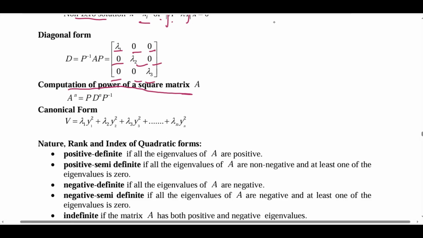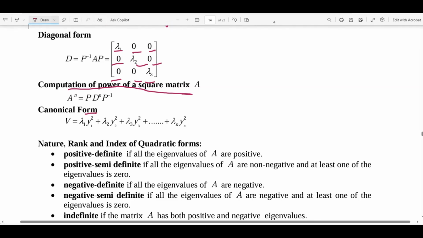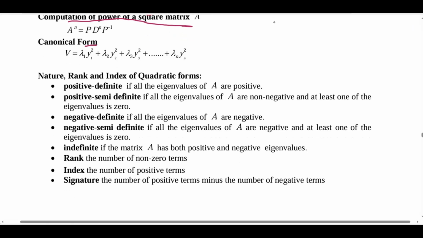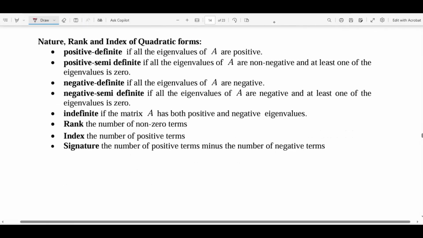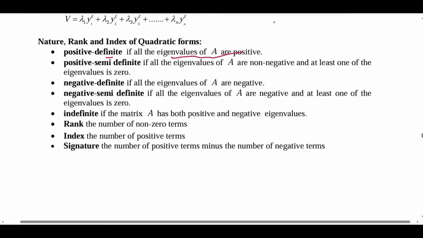Canonical form will be Q equals lambda 1 y1 square plus lambda 2 y2 square plus lambda 3 y3 square, etc. Then nature, rank and index of a quadratic form. For this you have positive definite if all the eigenvalues of A are positive. Positive semi definite if the eigenvalues of A are non-negative and at least one of the eigenvalues is 0. Negative definite if all the eigenvalues of A are negative. Negative semi definite if all the eigenvalues of A are non-positive and at least one of the eigenvalues is 0.